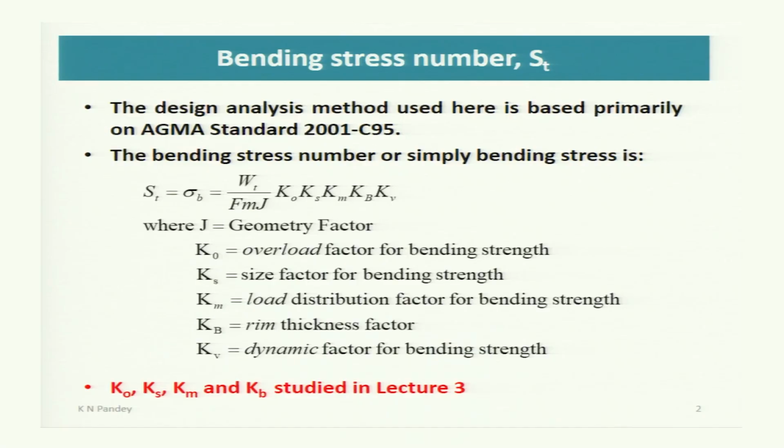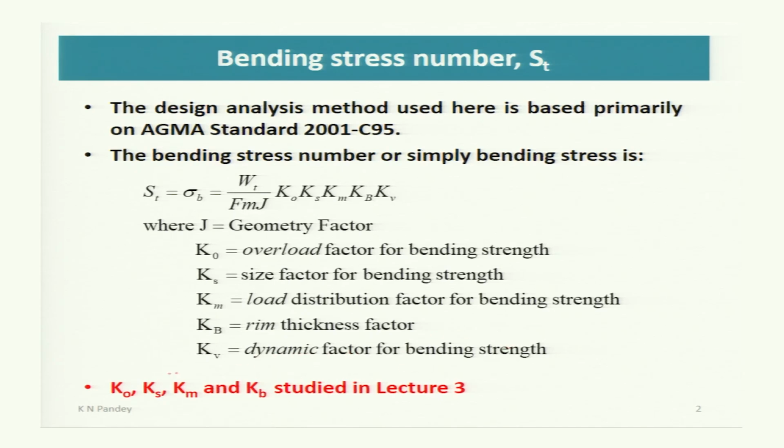Welcome to the fourth lecture of the module Spur Gear and Design of Spur Gear. In lecture 3, we studied the bending stress number or the fatigue bending stress, which was given by this formula, where J was the geometry factor, Ko was the overload factor, Ks was the size factor for the bending, Km was load distribution factor or the mounting factor for bending strength, Kb was rim thickness factor, and Kv was the dynamic factor or the velocity factor for bending strength.